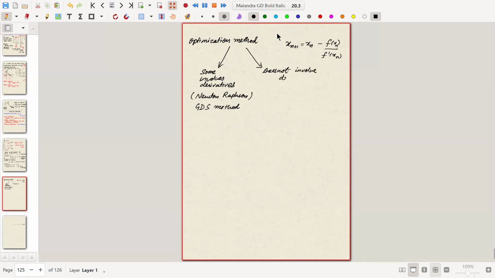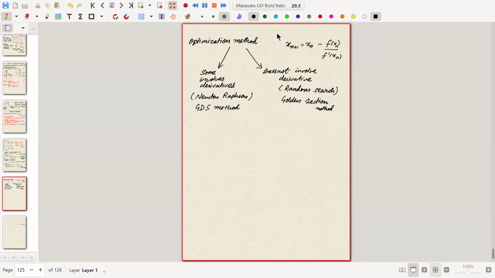There are some methods which do not involve derivatives. Some of them are the random search method, and also the golden section method. So these are the two you will see. One is the optimization methods which involve derivatives, like Newton-Raphson and gradient descent. If it doesn't involve derivatives, these will be random search and the golden section method. You will see why I'm saying that.